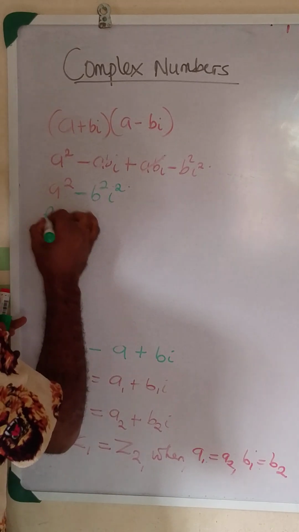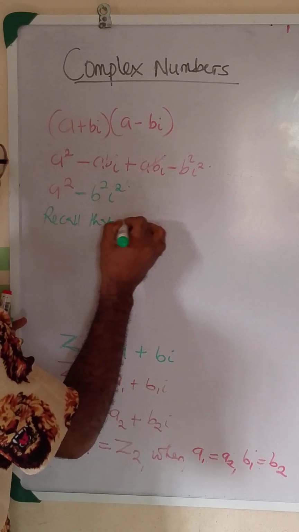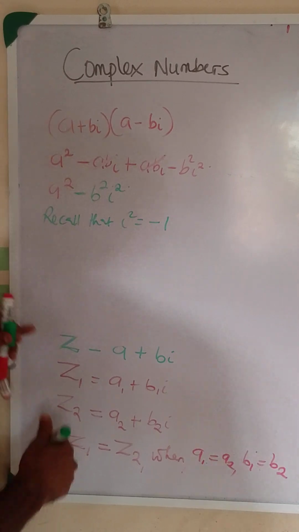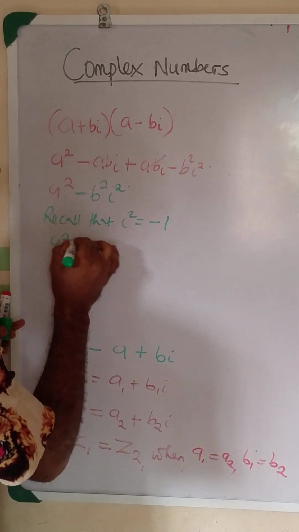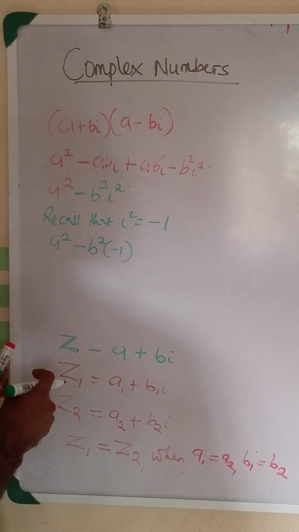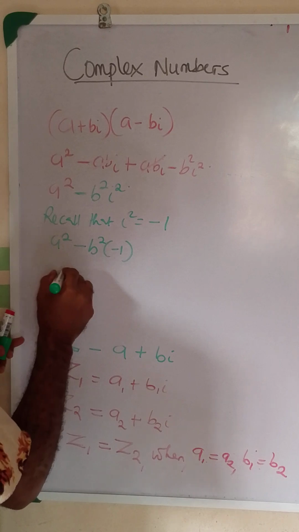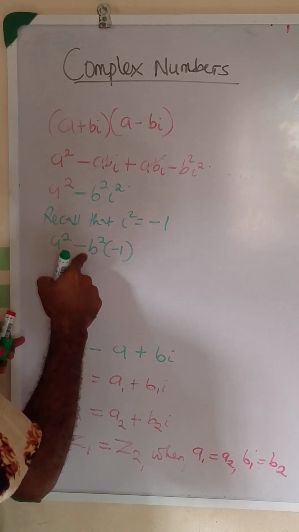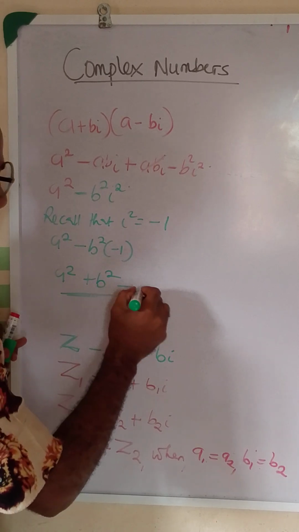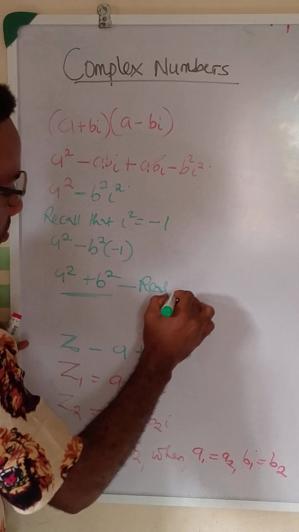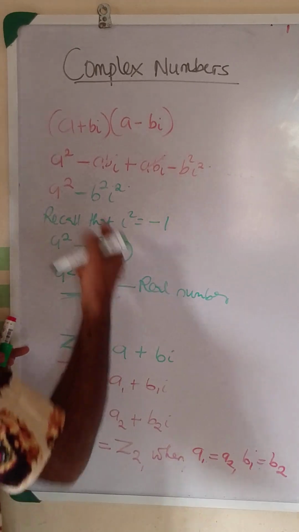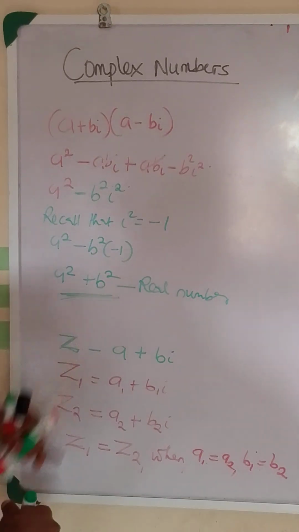But we should recall that i squared equal to what? Minus 1. We've established this relationship. Therefore, we have a squared minus b squared into minus 1. So where we have i squared, we now introduce minus 1. And so a squared minus b squared times minus 1 will give us a squared plus b squared, which is the real number. So if you express this, you're going to arrive at this.